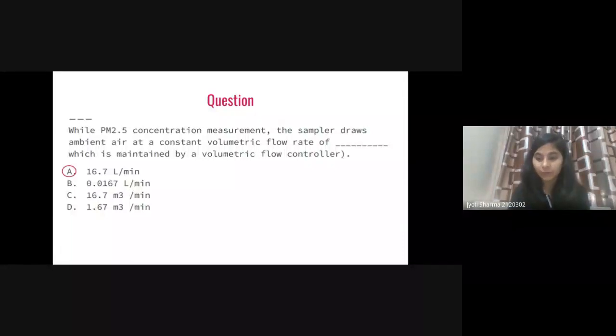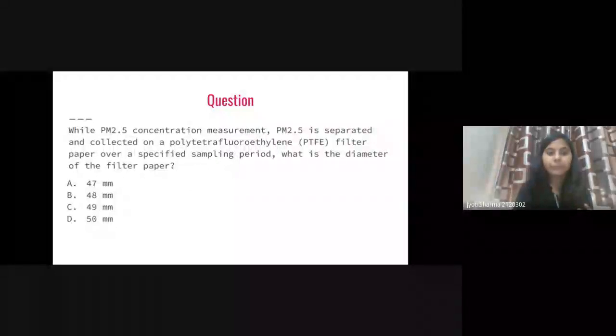So you should have a flow rate of 16.7 liter per minute. And if you have the flow rate, and you have calculated the time for that duration of sampling, then with the flow rate and the time you can calculate the volume. So that's why we need the constant value of this flow rate.